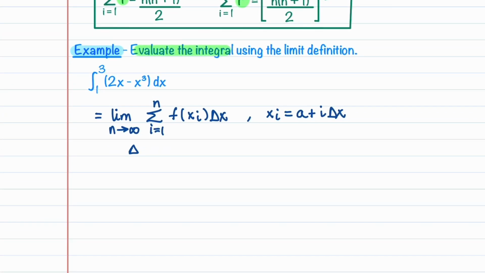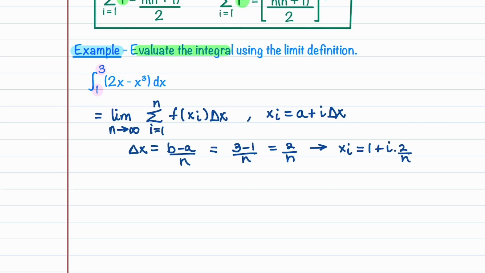Let's now find out what delta x is. The formula for delta x is b minus a all divided by n. If we look back at our integral, we can see that a is 1 and b is 3. So this gives us 3 minus 1 all divided by n. So this is 2 divided by n. And now we can write down what x sub i is. x sub i is then a, which is 1, plus i times delta x, which is 2 divided by n.